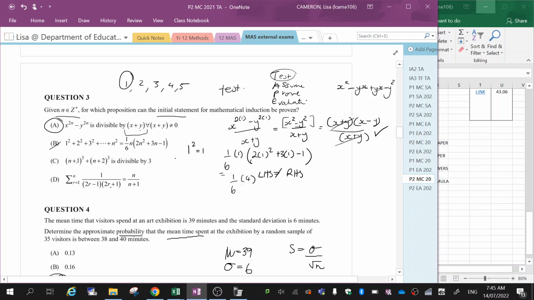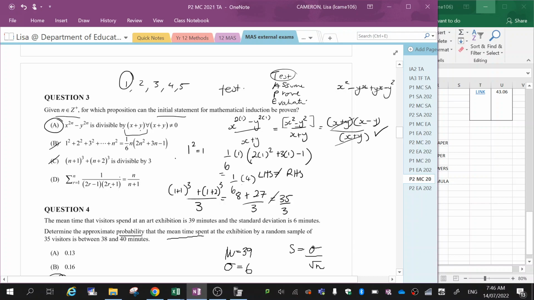This one here, we're proving that it is divisible by 3, meaning that when I substitute 1 into this statement and divide it by 3, I should get an integer or a whole number. So 1 plus 1 cubed plus 1 plus 2 cubed divided by 3. That will give me 1 here. 2 to the power of 3 makes 8. Plus 3 to the power of 3 makes 27, divided by 3, which will be 35 over 3. So that is not divisible by 3. It cannot be C.